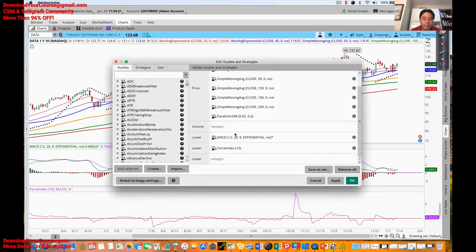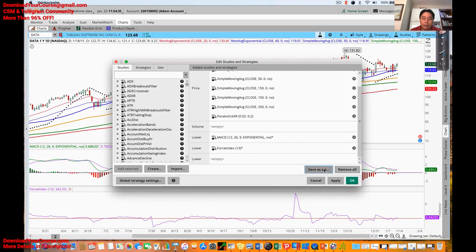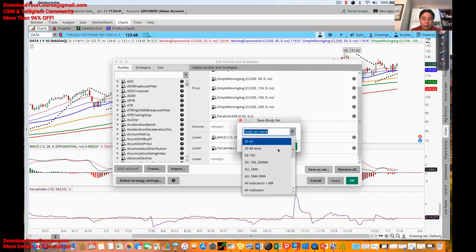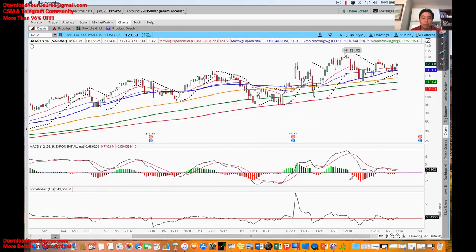Okay. For force index, again, I'm going to just change the color because I'm used to the black. I like black, so I'm going to change to black. For the force index, click OK, and I'm going to save it again. Save it. Already saved it. Trend retracement. Yes, I want to replace that. Good, we're good to go.